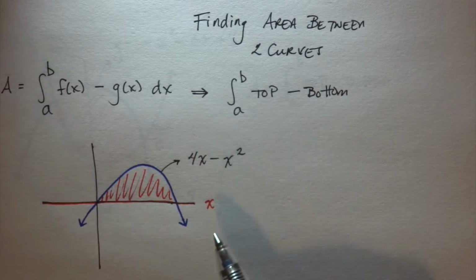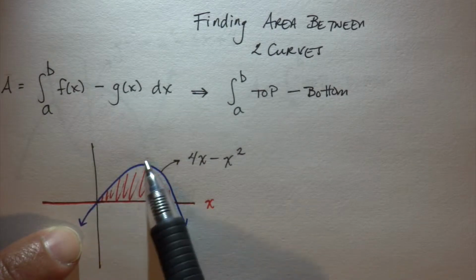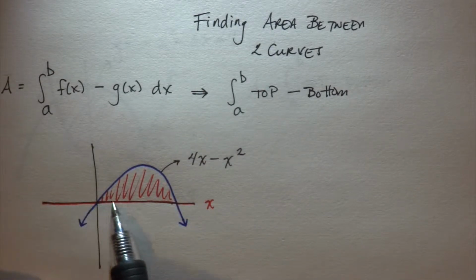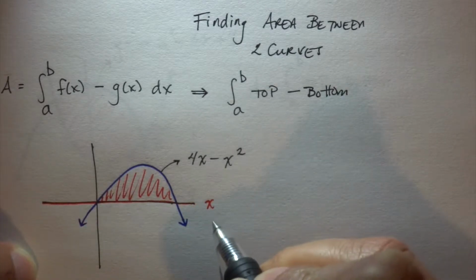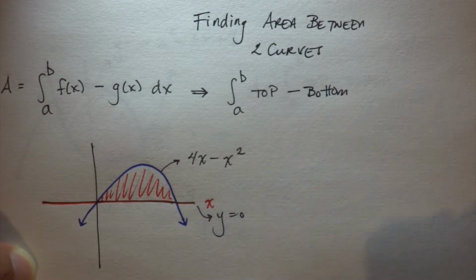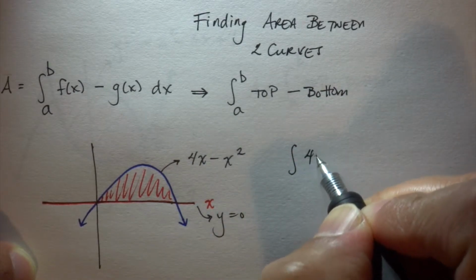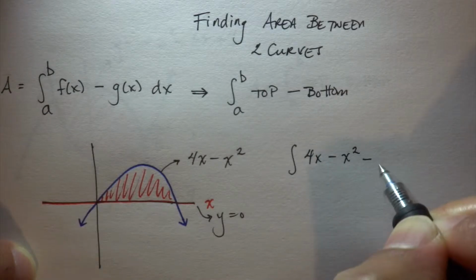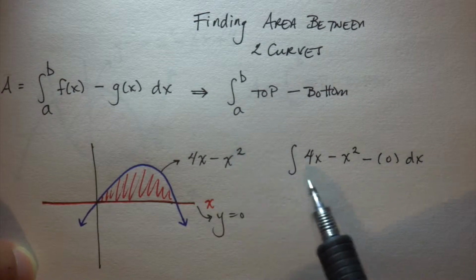If you're looking straight up and down, in this case you have a basic function. This is your top function. And if you notice, the bottom function here is actually the x-axis, so we can say y equals 0. So we know that it's the integral. The top function is 4x minus x squared, minus, and if you want, you can put 0. That's perfectly fine.